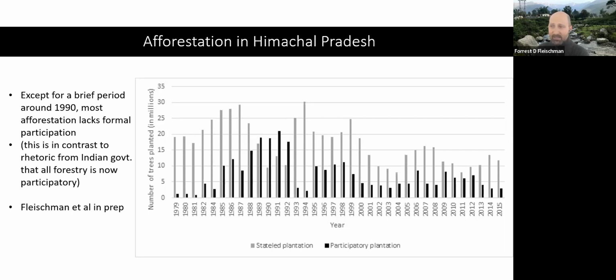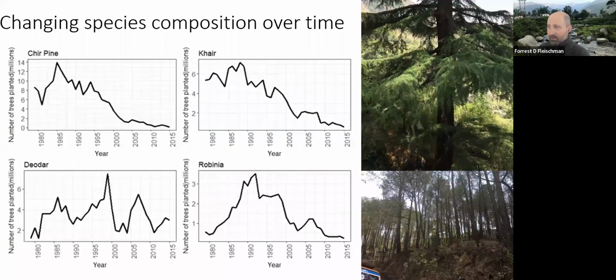And it wasn't the case except for a brief period in basically around 1990, when joint forest management was really big. Except for those maybe 5 years around 1990, it's always been that there's more planting being done without direct local participation than with direct local participation. However, there have been a lot of changes in these programs over time.